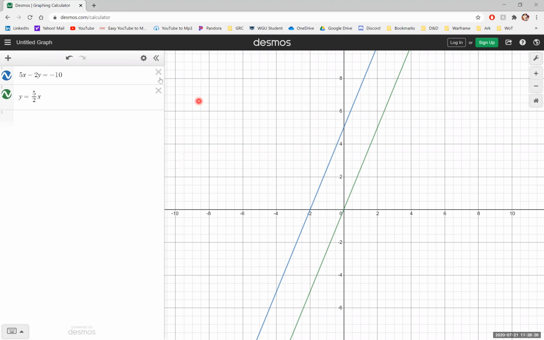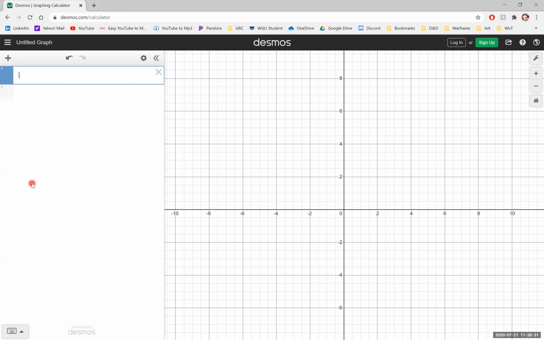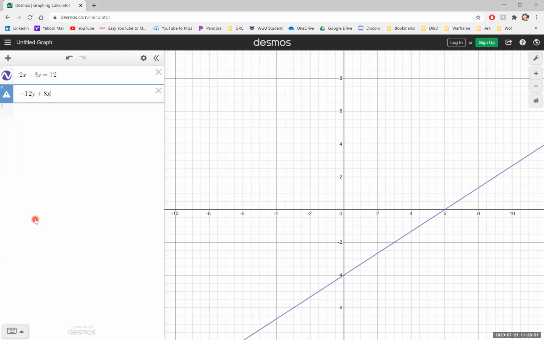So our final example, this is example 4 now, we're going to type it in. So example 4, we had 2x minus 3y is equal to 12. So our first equations are written there. Our second equation that we were given was negative 12y plus 8x is equal to 18. Oops, did I write that in right? 48, my mistake, is equal to 48.